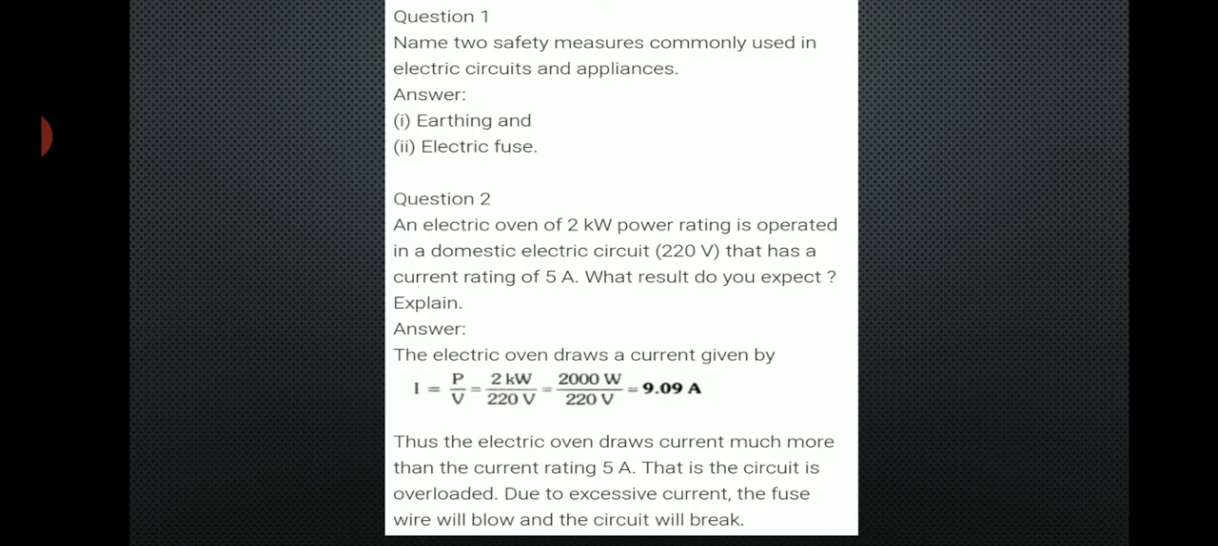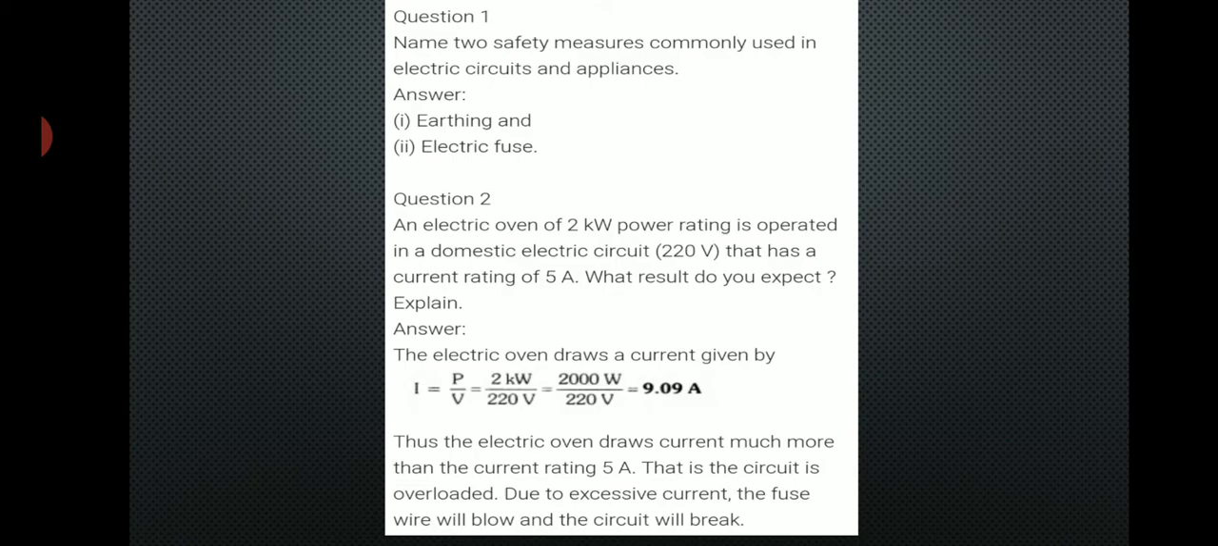Next, second question: an electric oven of 2 kilowatt power rating is operated in a domestic electric circuit that has a current rating of 5 ampere. What result do you expect? Explain. Usually an electric oven takes a lot of current to work, but the current rating is 5 ampere. Okay, let's discuss the answer.